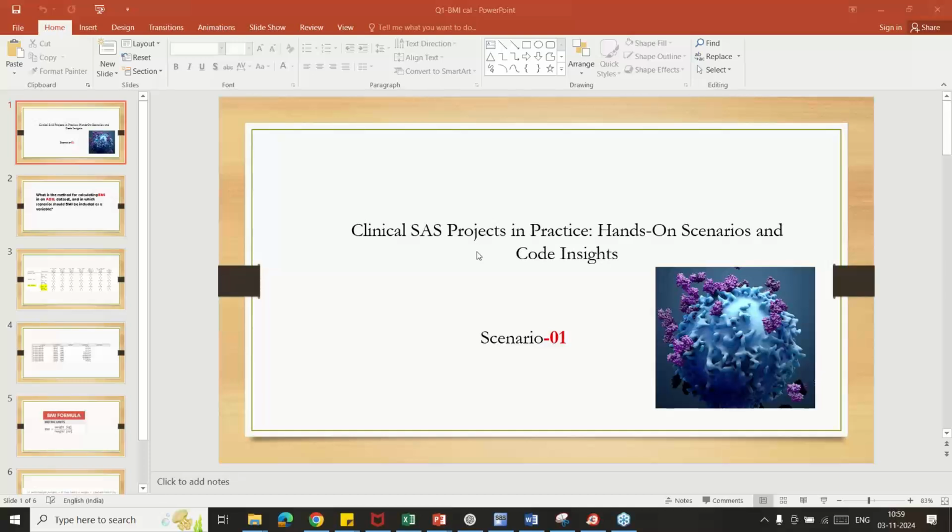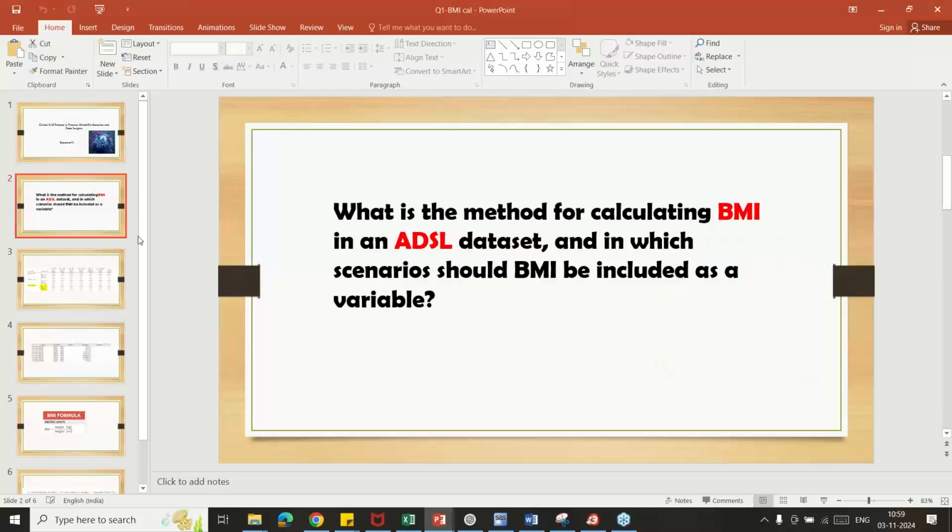So from today onwards I am going to explain these types of scenarios, which will be helpful for freshers as well as experienced people, so they can clear their interviews and brush up their technical skills on the projects. These videos are very helpful, and today I am going to start with scenario one. This is the most common scenario which we can face in any ADSL dataset.